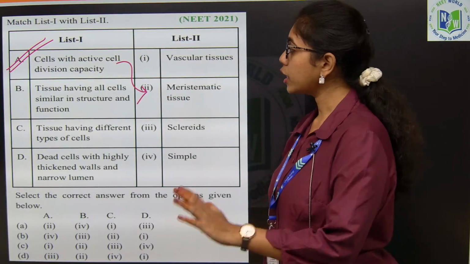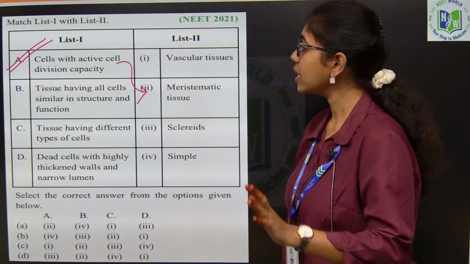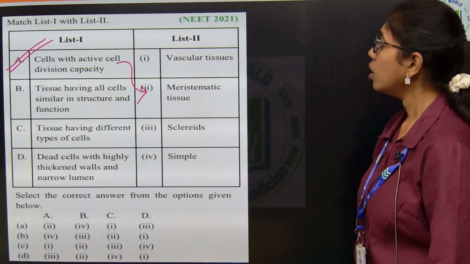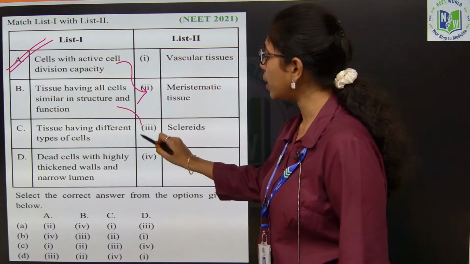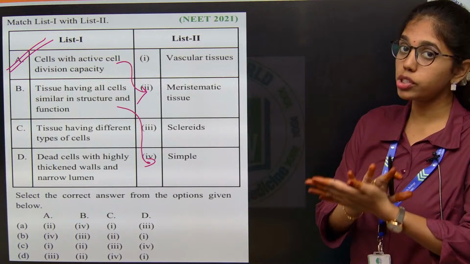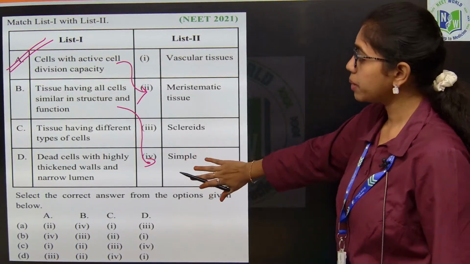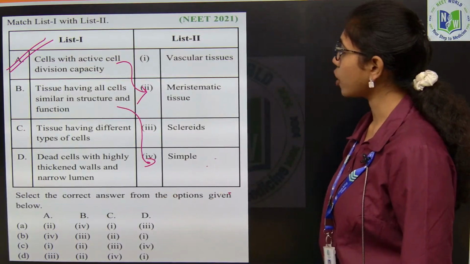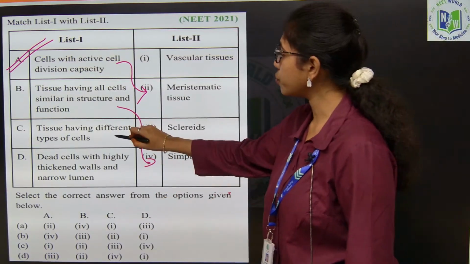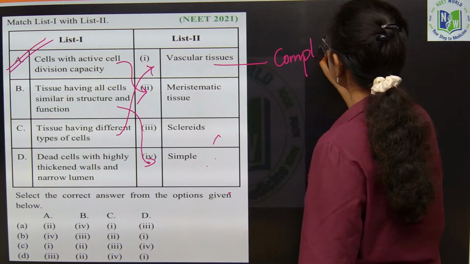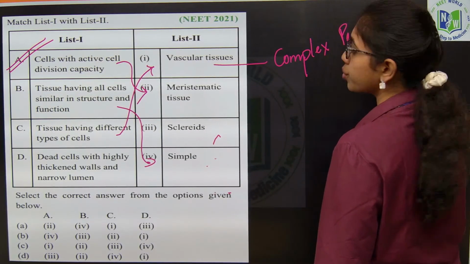And then tissues having all the cells similar in size, similar in structure and function. Those belong to what? Simple permanent tissues. All the cells are similar in structure and function, so they are simple permanent tissues. And then tissues having different types of cells: vascular tissues, which are complex permanent tissues.